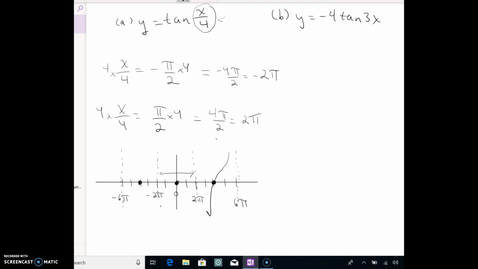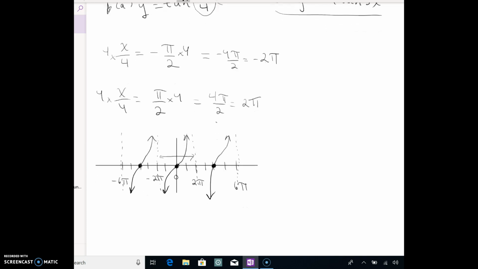And then we're just going to draw the function. Remember, the function looks just like x cubed. Okay, and so this is 3 periods of the function y equals tangent of x over 4. Let's do the same thing for part b. I'm just going to bring that down here.